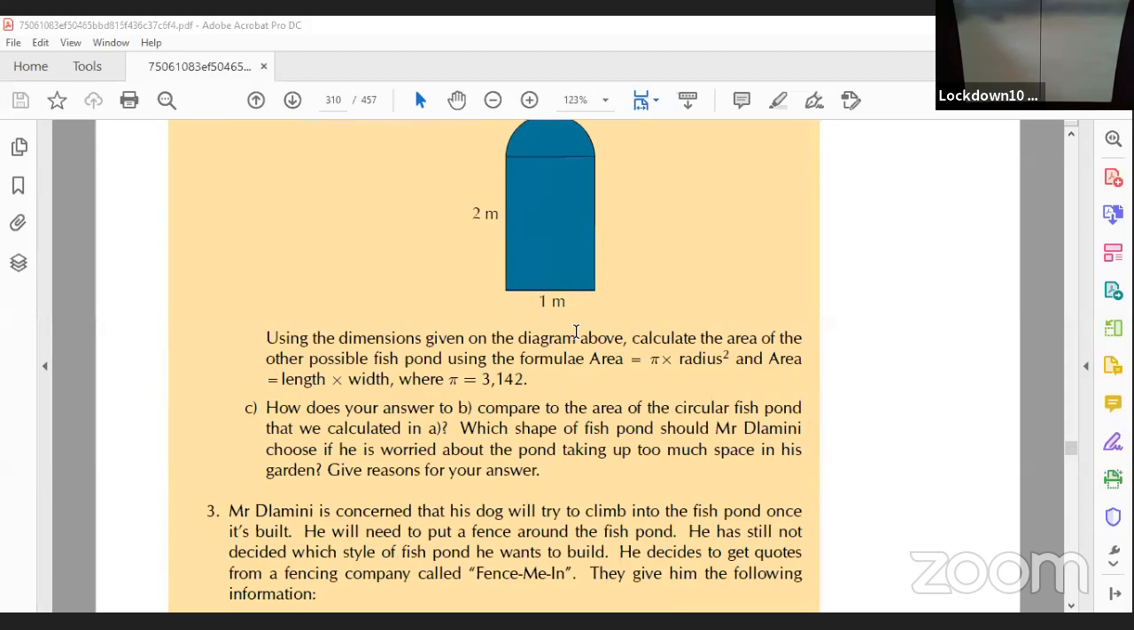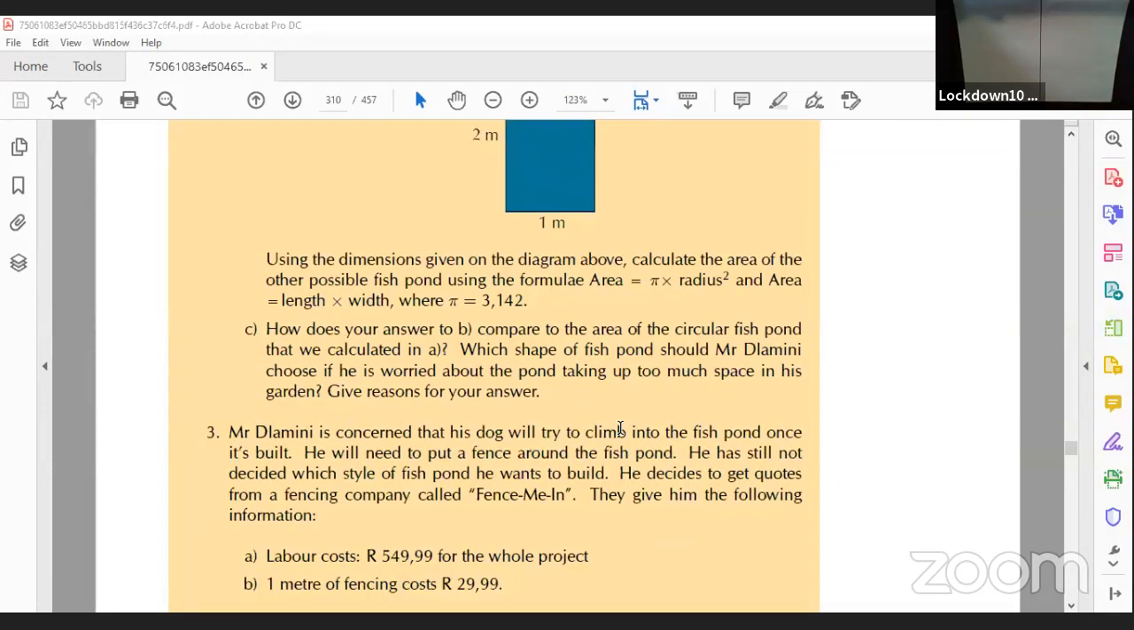Okay, that is how we find the area of the new shape of the pond. Let's look at question number C. Question number C is saying, how does your answer to B compare to the area of the circular fish pond that we calculated in A?